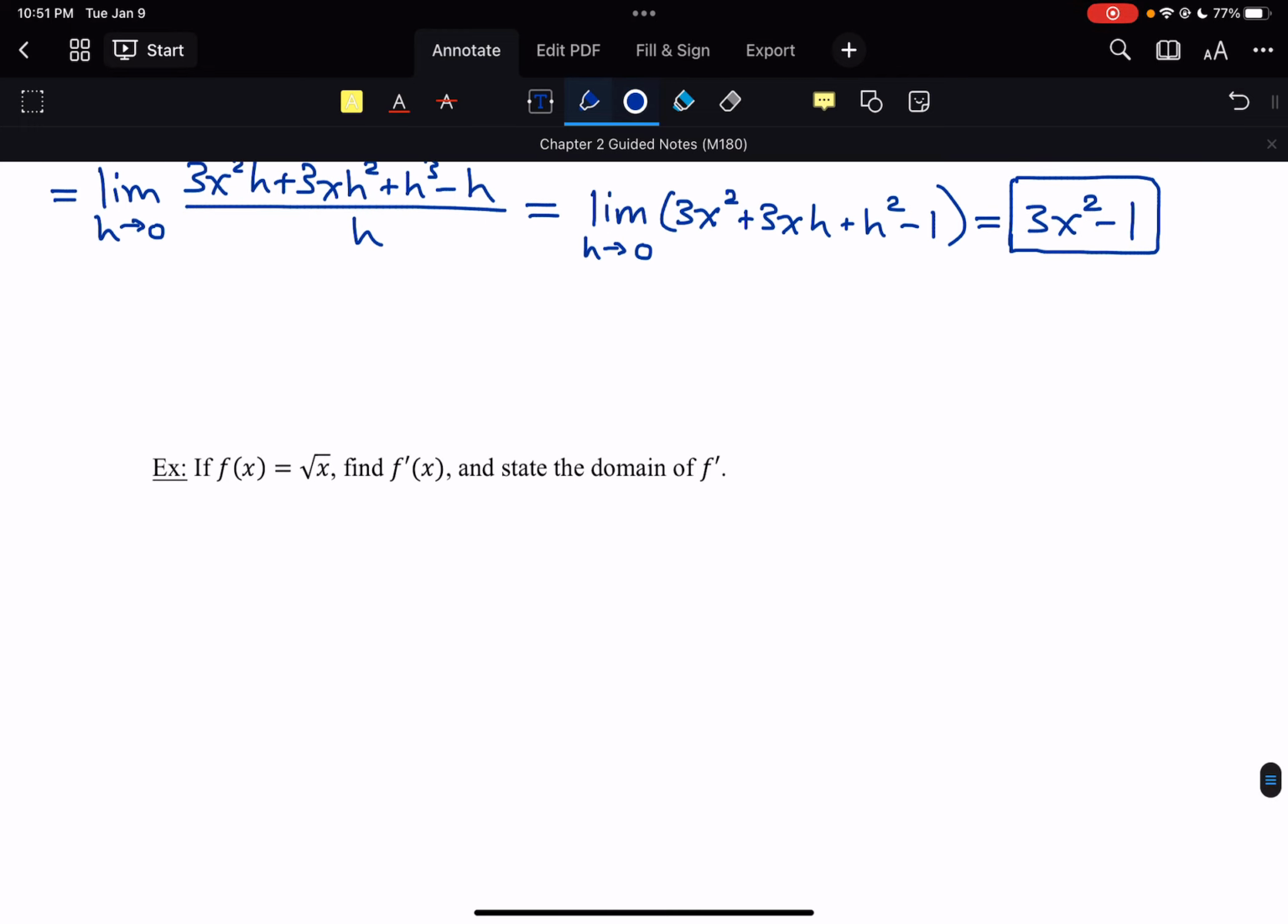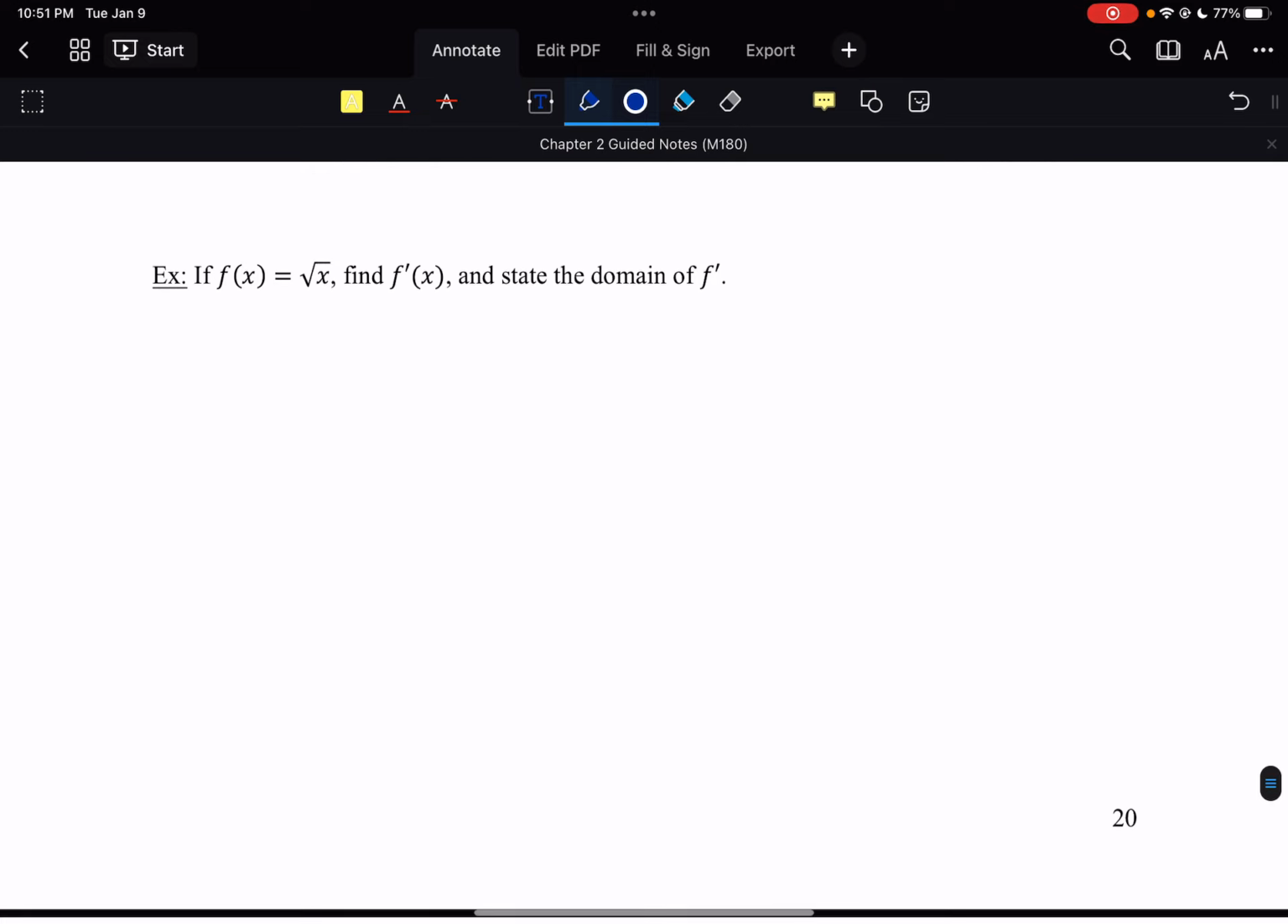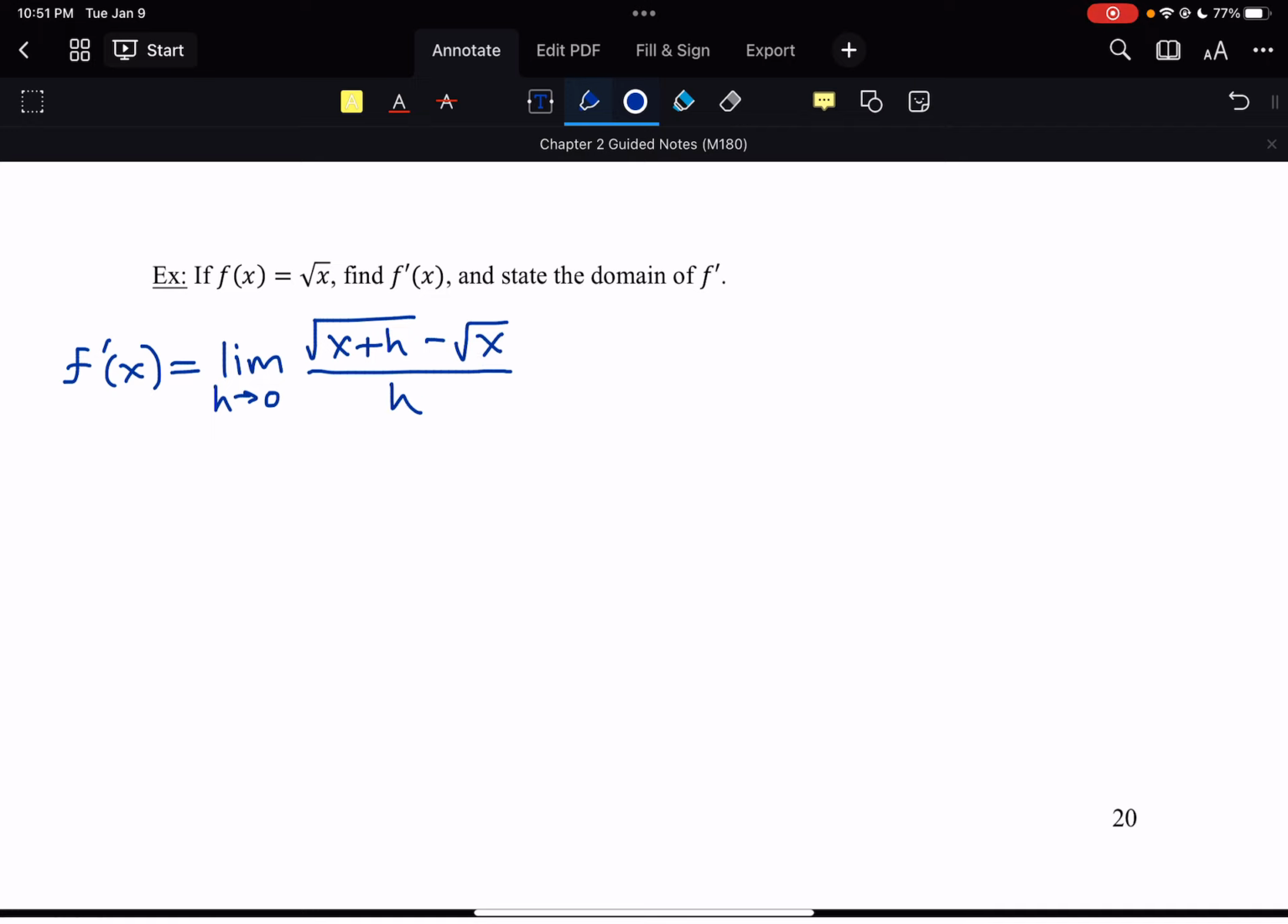Let's look at a different type of example. We have f of x is the square root of x. Find f prime of x and then state the domain of f prime. So to find f prime of x, we're going to take the limit as h approaches 0 of the square root of x plus h minus the square root of x all over h.